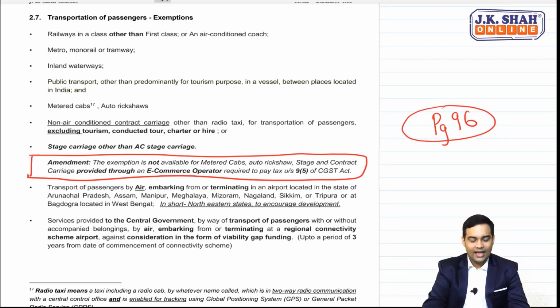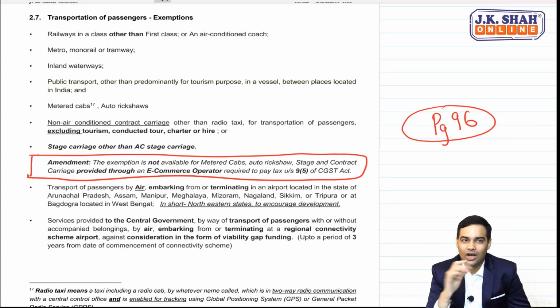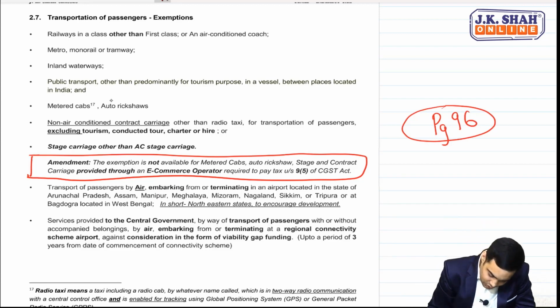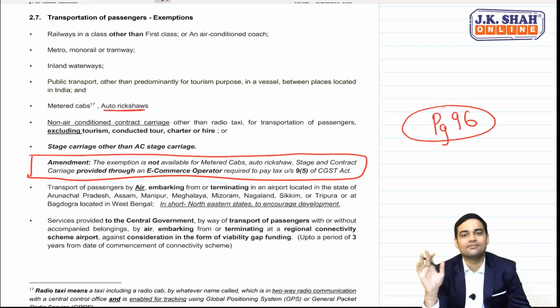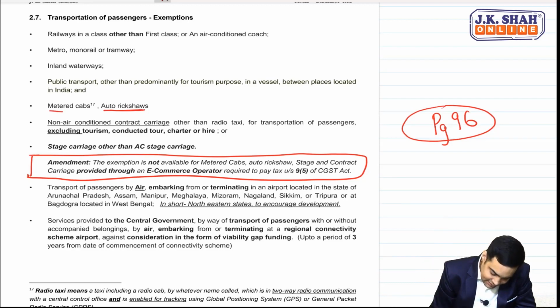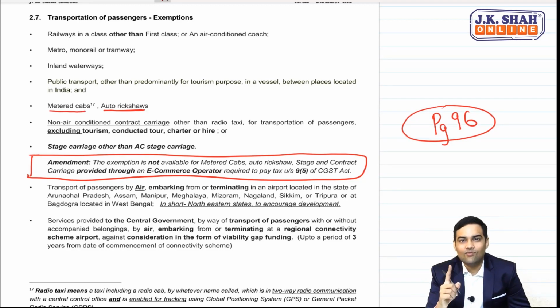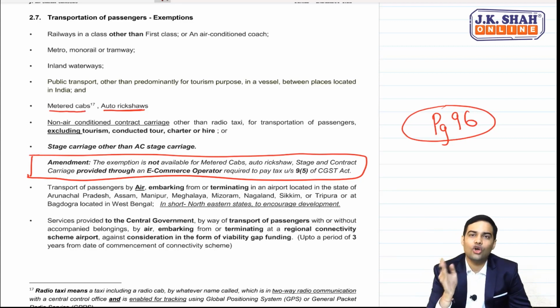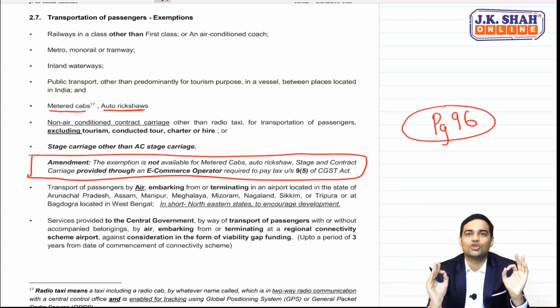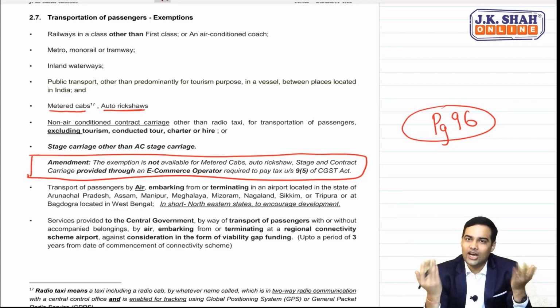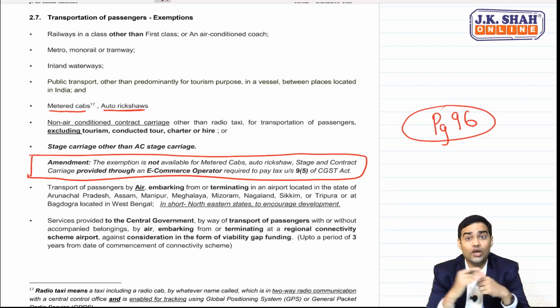Now, what was the provision earlier? Auto, whether you take it directly or through an e-commerce operator, auto rickshaws enjoyed an exemption. Metered cab, whether you take it from a person directly or through an e-commerce operator, that is through Ola Uber, whether you take it directly or through an e-commerce operator, metered cab enjoyed an exemption. Auto rickshaw enjoyed an exemption. Non-AC contract carriage and stage carriage also enjoyed an exemption.